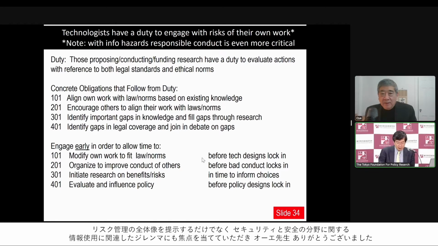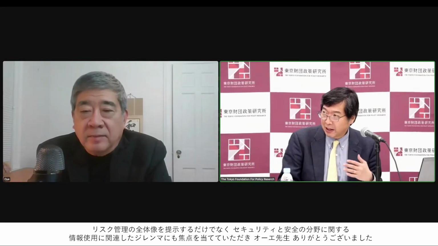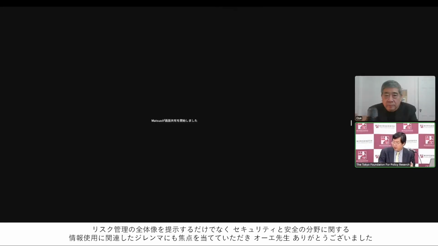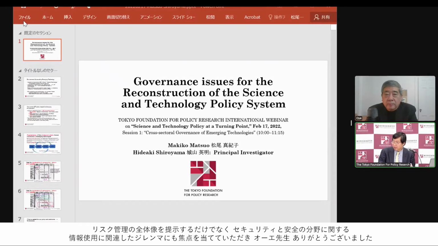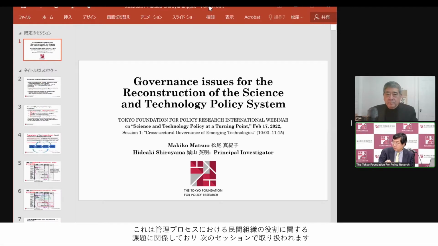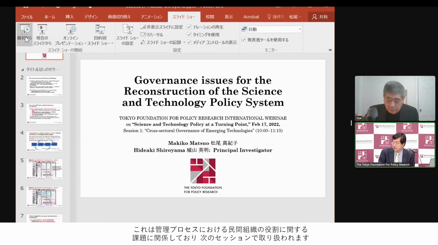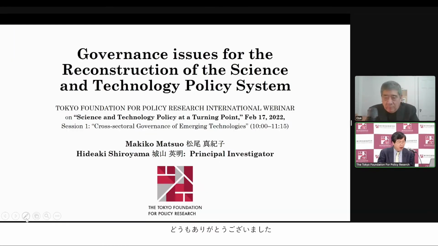Very much, Professor Oye, for giving us a comprehensive picture of the risk governance and also focusing on the dilemma relating to the information use between the security and the safety area. And also you touch upon the role of the scientist in the process. That's also relating to the issue of the role of the private actor in the governance process, which will be dealt with in the second session. Thank you very much for your speech.